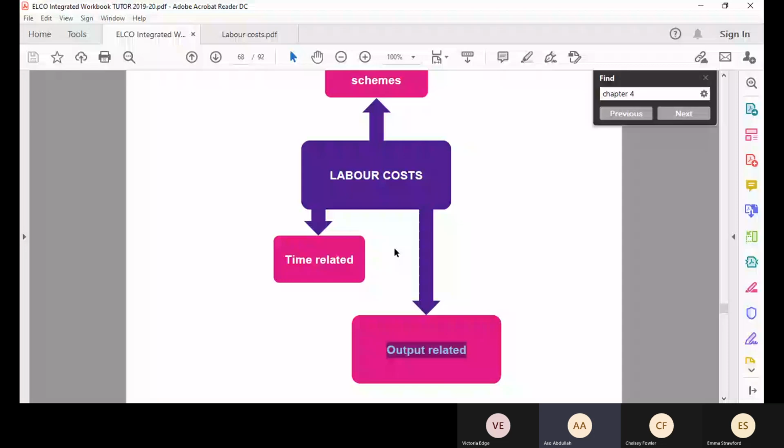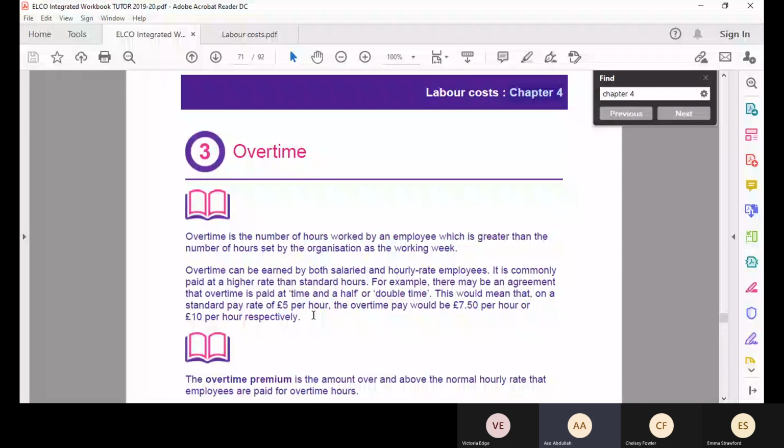I am sure all of you are aware of what overtime is. Usually overtime is paid at time and a half, 1.5. So if your basic rate is £10, the overtime rate per hour is going to be 1.5 times that. So 10 times 1.5 is £15.